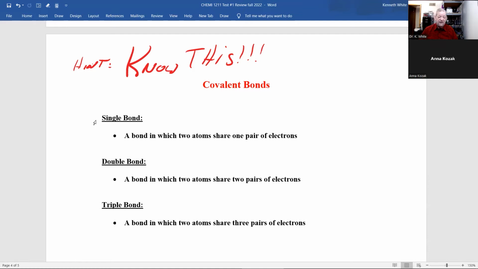Triple bond, 3 pair. I can do that with my right hand too. Single bond, 1 pair. Double bond, 2 pair. Triple bond, 3 pair. By the way, I'm ambidextrous. I'm also Dr. White. Oh, that was bad.